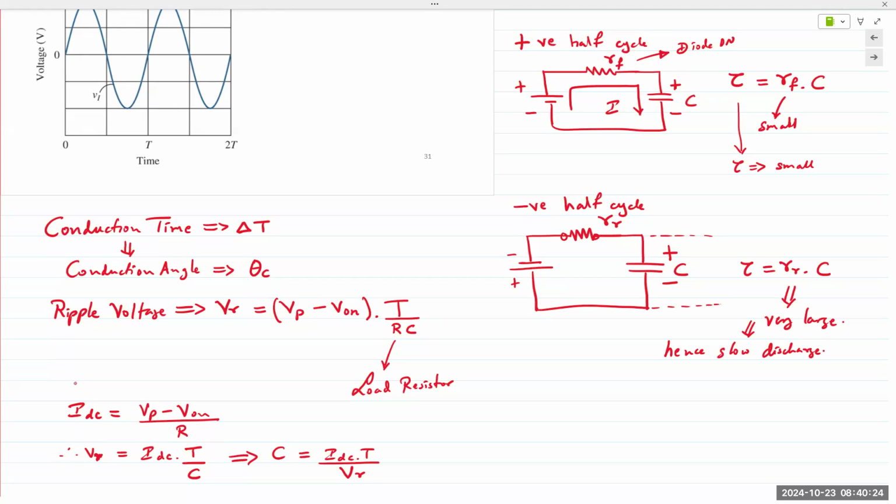Make sense? All right, 10-second pause. Let me know if you have any questions. There's a couple more equations after this.